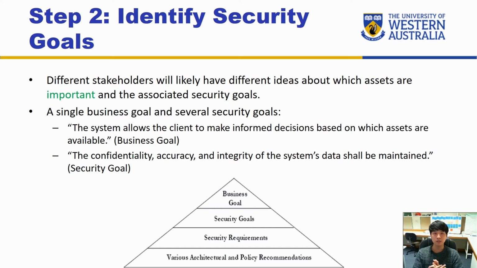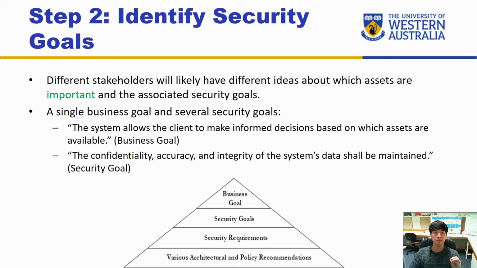Okay? So that's the business goal. What we want to provide is the system to provide access to the assets they're authorized to access, and then make a decision based on that. So in terms of the security goal, from that business goal, we can attach that the confidentiality, accuracy, and integrity of the system's data shall be maintained. Okay? So this is quite high level. Of course, we can make more concise and specified security goals as well.